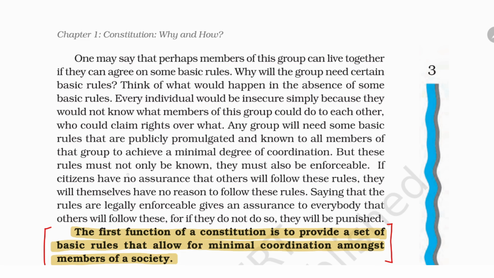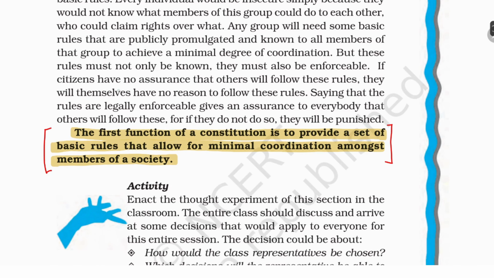But these rules must not only be known, they must also be enforceable. If citizens have no assurance that others will follow these rules, they will themselves have no reason to follow these rules. Saying that the rules are legally enforceable gives an assurance to everybody that others will follow these rules, for if they do not do so, they will be punished.